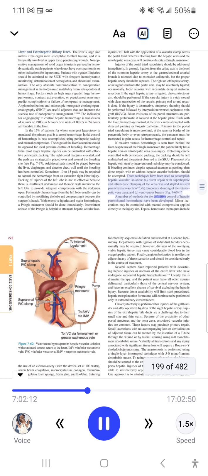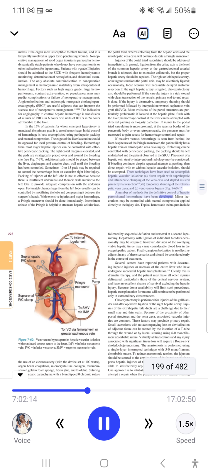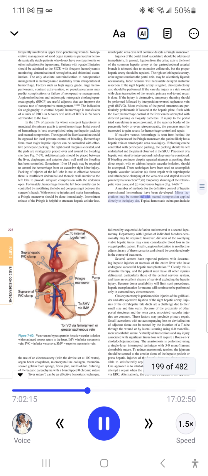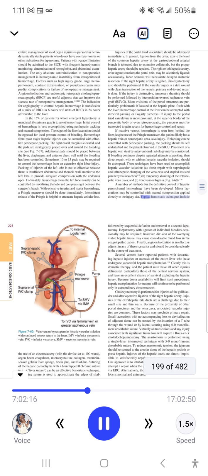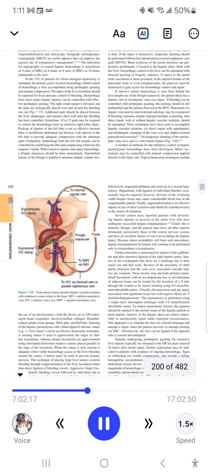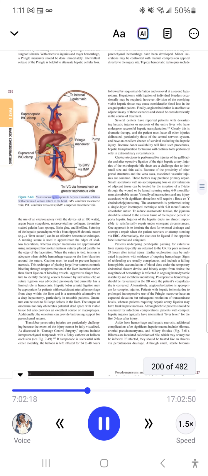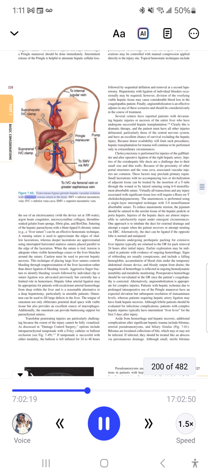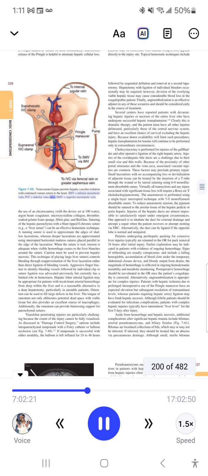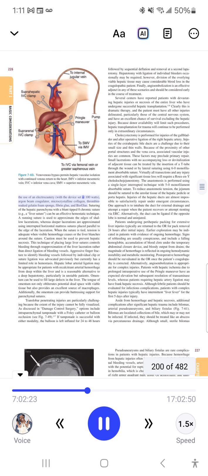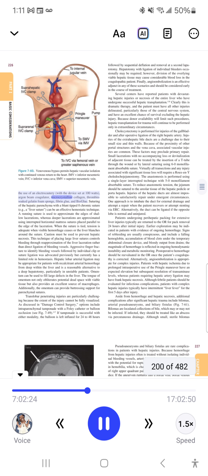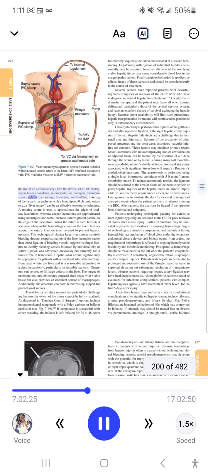A number of methods for the definitive control of hepatic parenchymal hemorrhage have been developed. Minor lacerations may be controlled with manual compression applied directly to the injury site. Topical hemostatic techniques include the use of an electrocautery with the device set at 100 watts, argon beam coagulator, microcrystalline collagen, thrombin-soaked gelatin foam sponge, fibrin glue, and BioGlue. Figure 760. Venovenous bypass permits hepatic vascular isolation with continued venous return to the heart. IMV equals inferior mesenteric vein. IVC equals inferior vena cava. SMV equals superior mesenteric vein.